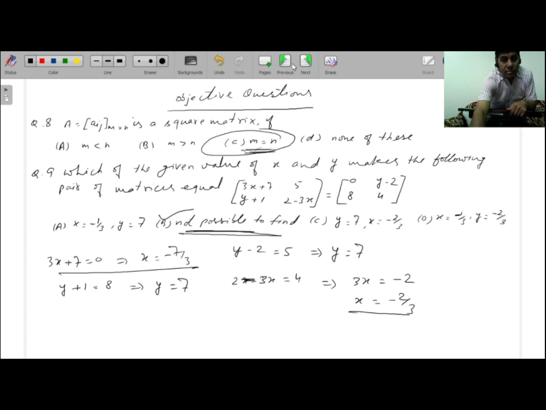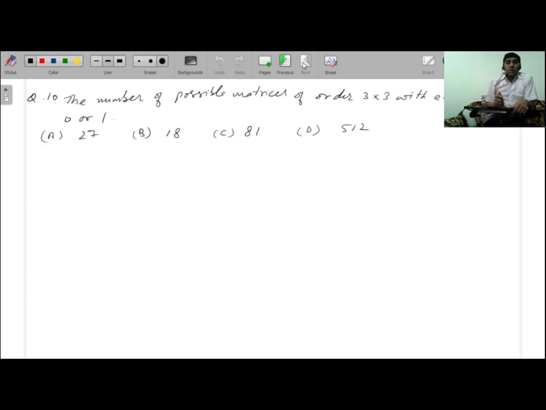So the next: the number of possible matrices of order 3 by 3 with entry 0 or 1. Total number of elements in the matrix are 3 by 3, which is equal to 9. Now it is given that the entry either may be 0 or may be 1.